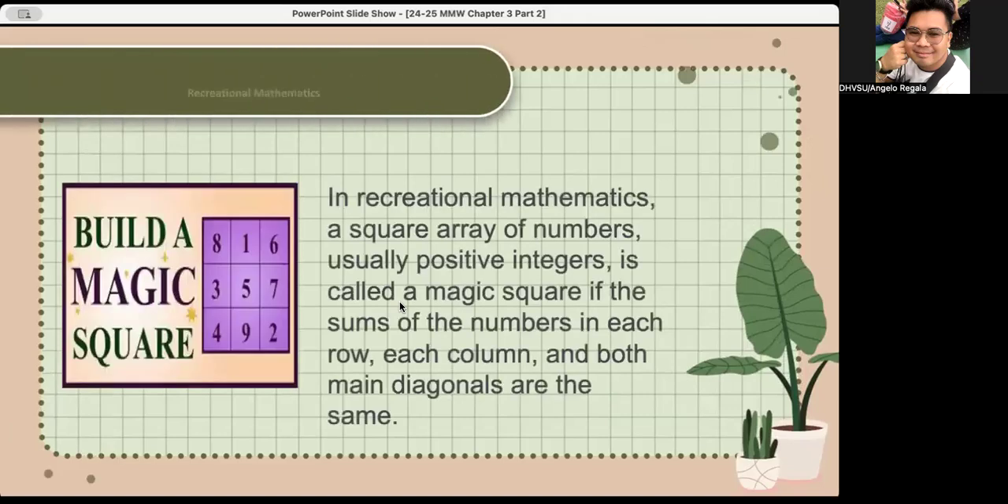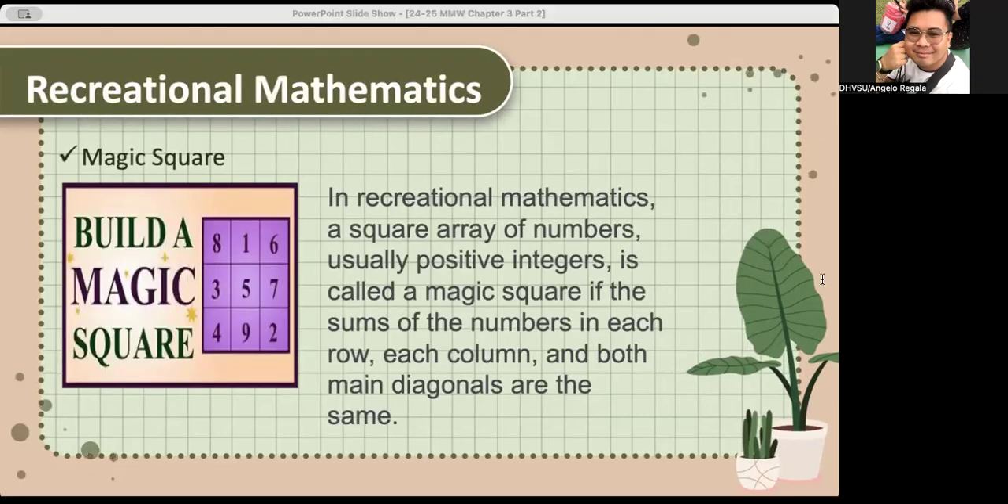This is what we call magic square. Okay? So a magic square is an array of numbers, usually positive integers, wherein the sum of each row and each of the columns as well as the diagonals are the same. Okay, so that is what you call magic square.